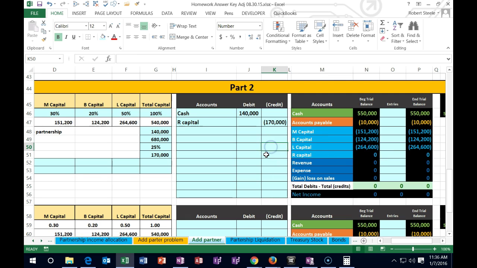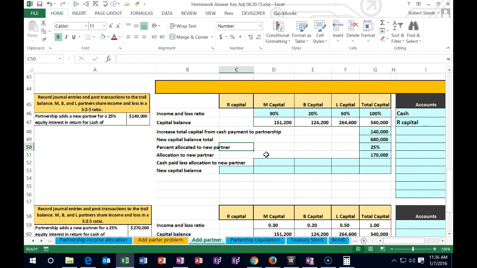How are we going to do that? We're going to do it in accordance with their profit sharing ratios, which we decided were 30, 20, and 50. So we decided that we're going to have to allocate the difference. So I'm going to calculate that difference again. We're going to say this equals the 170 that we're going to allocate to the new partner R minus the 140 that R put into the partnership, which gives us that 30,000 that we're going to have to reduce the existing capital accounts by for M, B, and L.